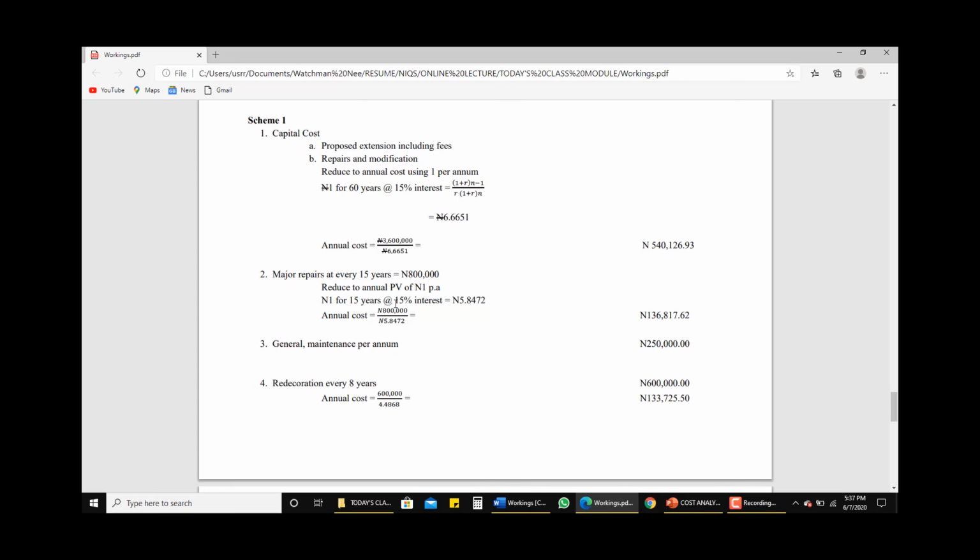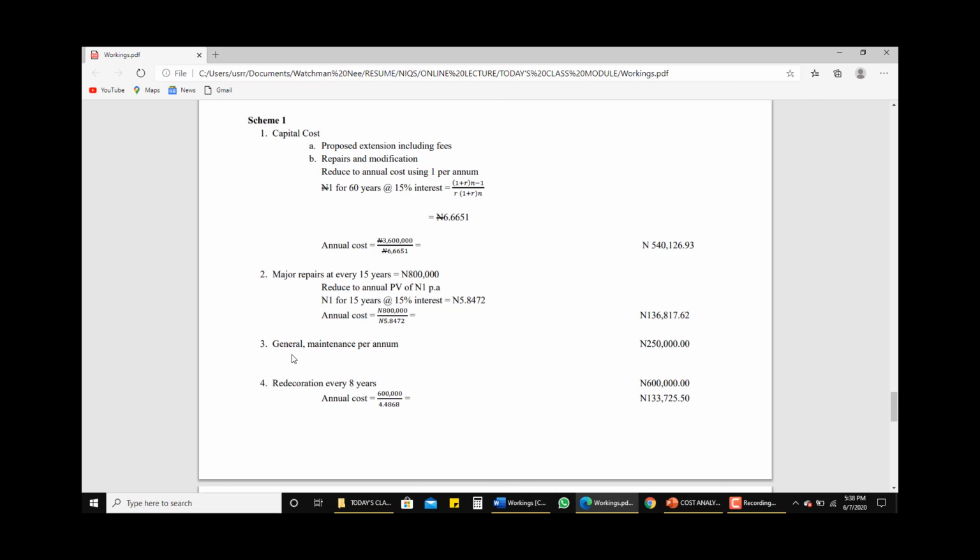1 naira for 15 years at 15% interest rate will give us, if you use this formula, 5.8472 naira. So then we use it to divide our 800,000 naira to be spent on major repair every 15 years. Then our annual cost as a result of that will be 136,817 naira 62 kobo. So we have that also as our annual cost here.